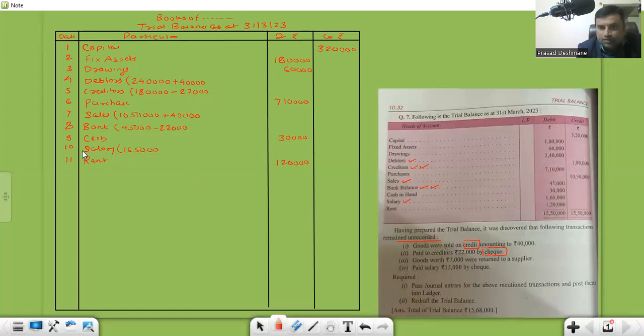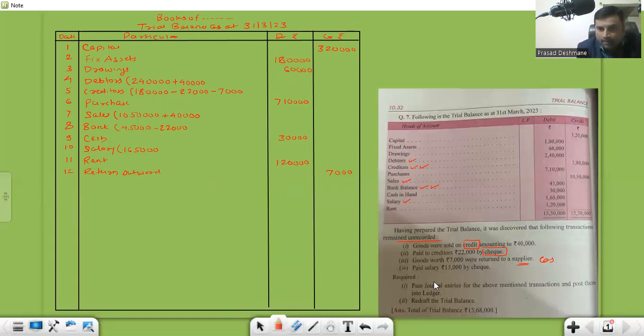Next one. Goods worth ₹7,000 were returned to supplier. Who is supplier? Supplier means creditors. So our creditors balance will reduce because goods worth ₹7,000 were returned to him. So his dues will definitely be reduced. And when we return goods, it is called return outward. Since we don't have return outward, I'm making a new one, return outward. Return outward is an income for us. That's why credit.